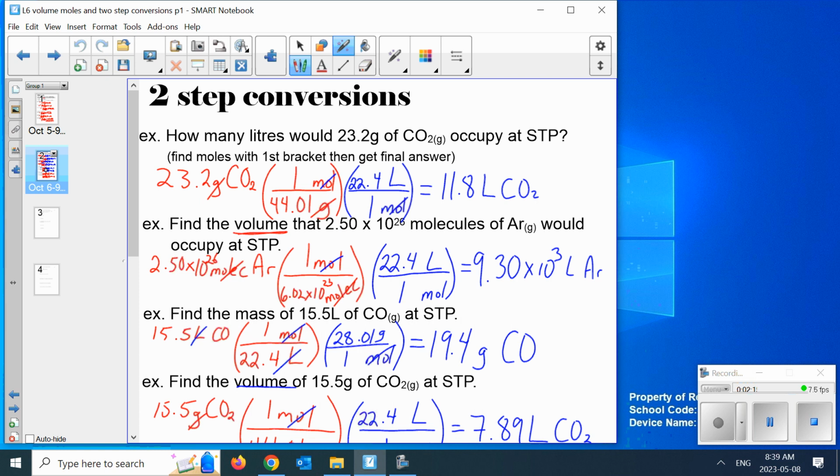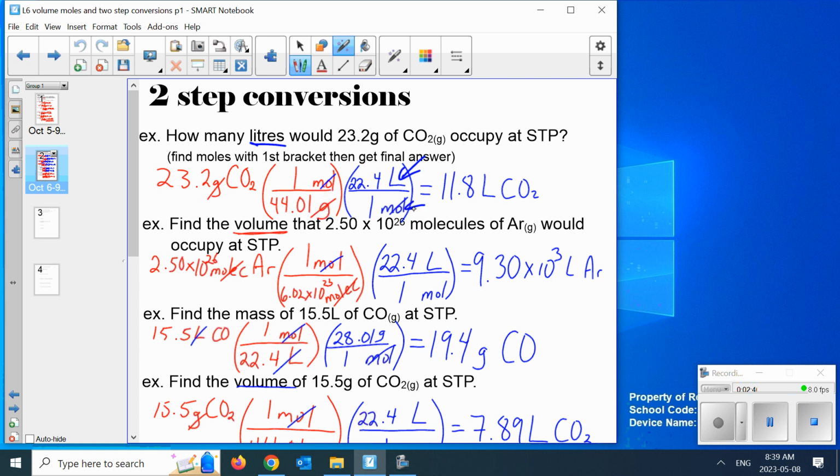Two-step conversion. And basically every two-step conversion that I'm going to give you in the next little while involves finding moles with the first bracket. Then you've got to know what your answer is. So always start with what you're given that's not a fraction, grams. I got to get rid of grams, I use the periodic table, I got moles. And then the second thing, what I want, is how many liters. So I put that on the top to get rid of moles with my second.